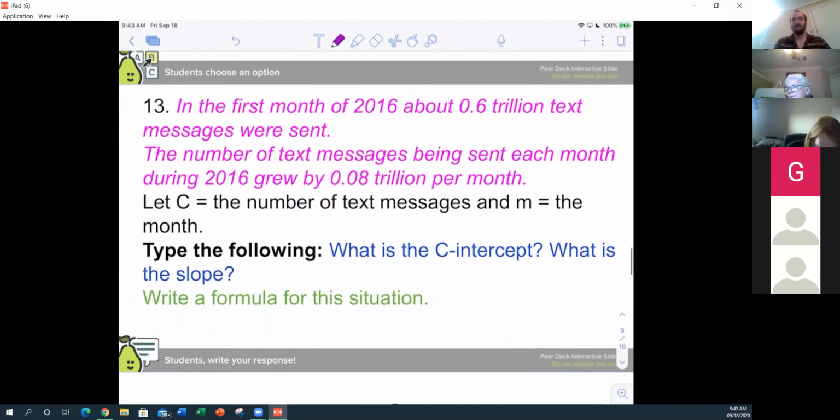Number 13, I feel like we've done this kind of problem to death. So in the first month of 2016, about 0.6 trillion text messages were sent. The number of text messages being sent each month during 2016 grew by 0.08 trillion per month. I'm going to let C be the number of text messages and M be the month.